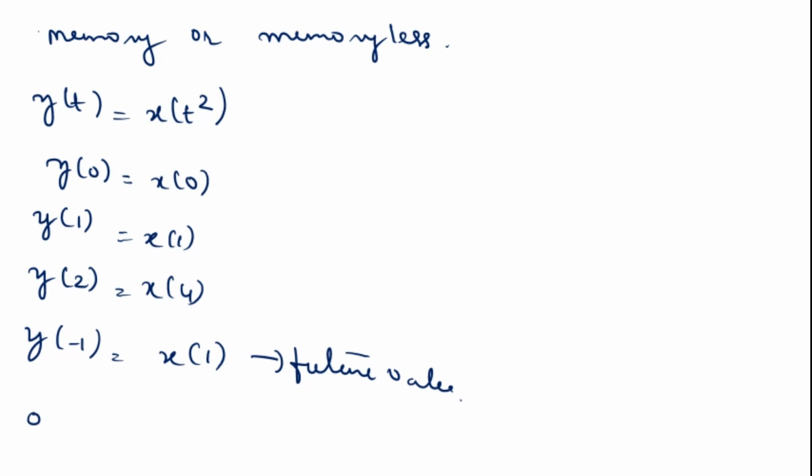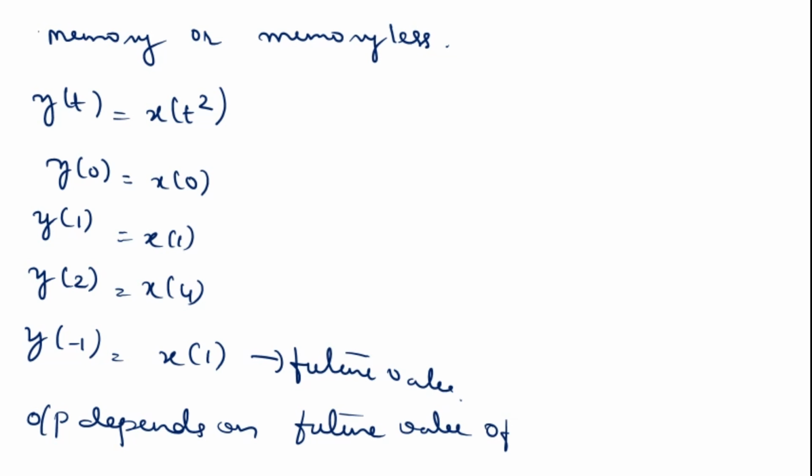That means output depends on the future value of the input. Then the system has memory.